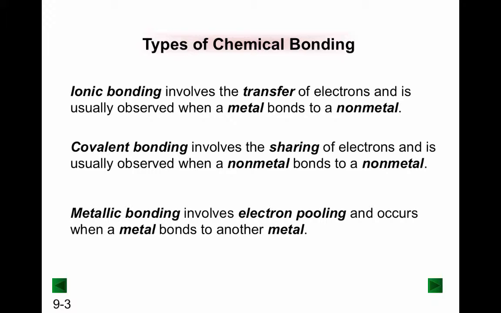A covalent bond forms when nonmetals share electrons. Most of this chapter and the next chapter will be devoted to describing and understanding covalent bonds. Metallic bonds are formed in metals such as copper, iron, and aluminum. Each atom in a metal is bonded to several neighboring atoms.